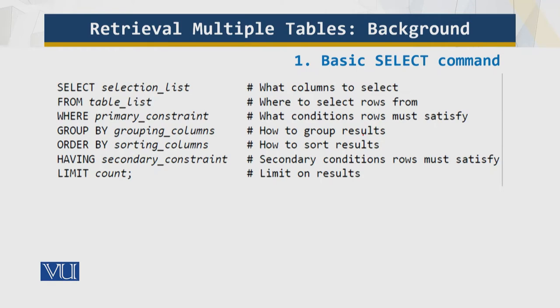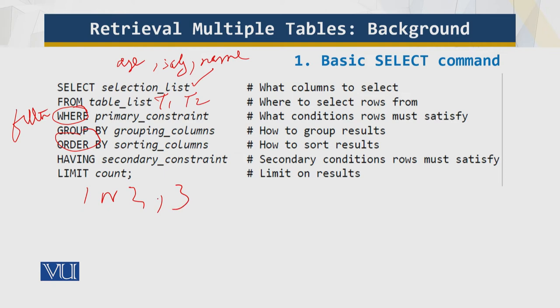So this is the basic select command. We have this select with the selection list over here. What do we want to select? Say, for example, we want to select the age, the salary, the name or whatever. That is the selection list. And the table list, so we can have table 1 over here, table 2 and so on. And this is the where clause. This is like a filter, which conditions rows must satisfy. Then the group by clause, grouping basically I will talk about for the aggregates. And sorting is basically ordering, having, and limit of one record or two or three or whatever. So this is what constitutes a select command.